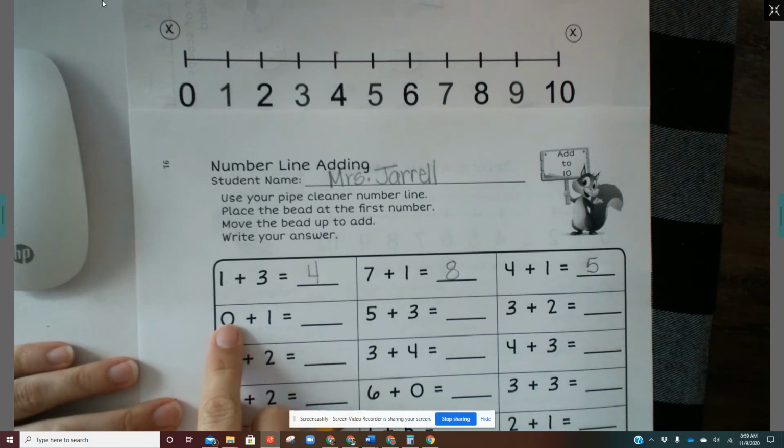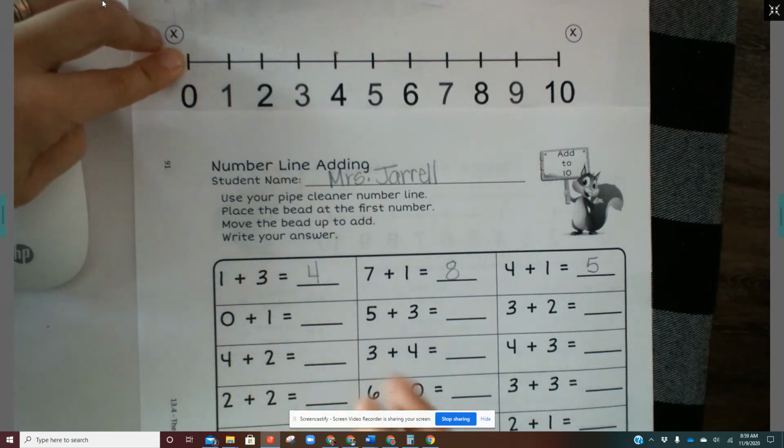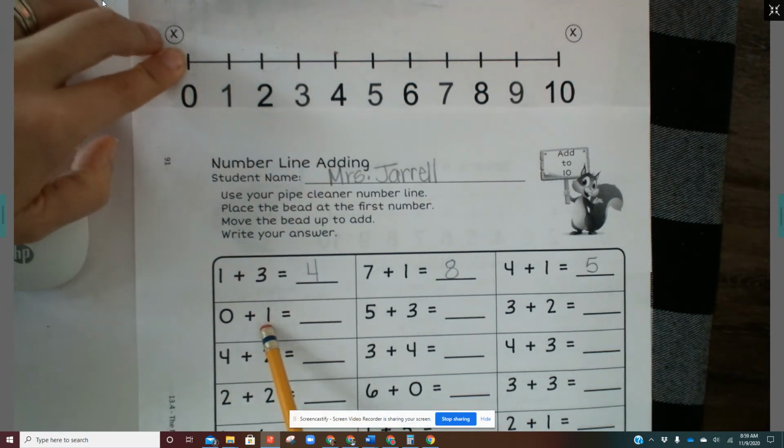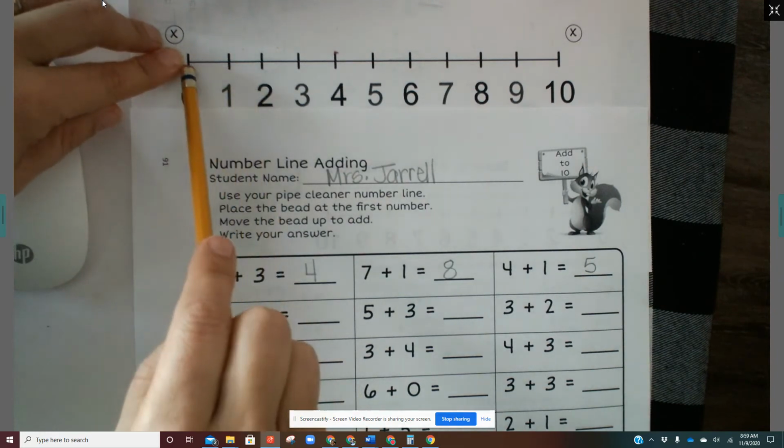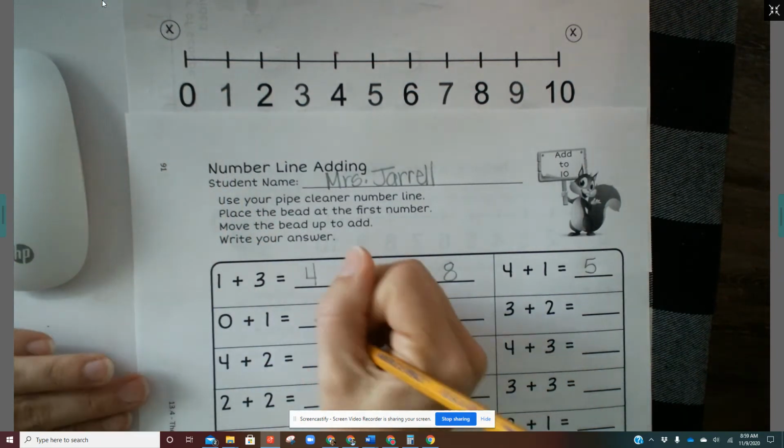Now here, my next sentence says 0 plus 1. I'm going to start on my 0, and I'm going to jump 1 spot. 1, and I landed on the number 1.